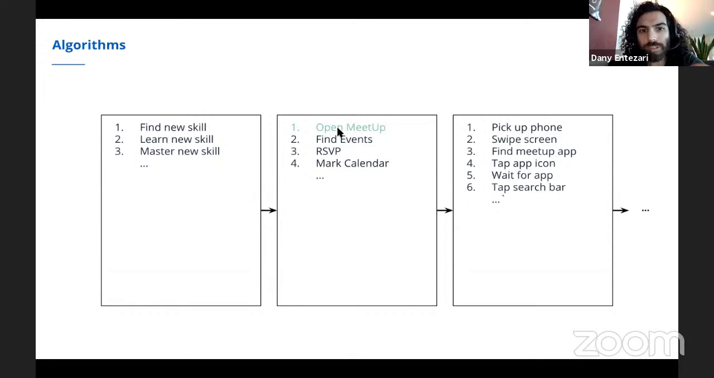But even if you take the first step in here, that itself can be further broken down into smaller steps. So even opening the Meetup application on your phone requires several steps. First, you have to pick up the phone. Then you have to swipe the screen to unlock. Then you have to click on the Meetup icon. And then you have to wait for the app to load. And then you see the search bar, and then you type in something. For example, learn how to code, learn how to cook, learn how to write.